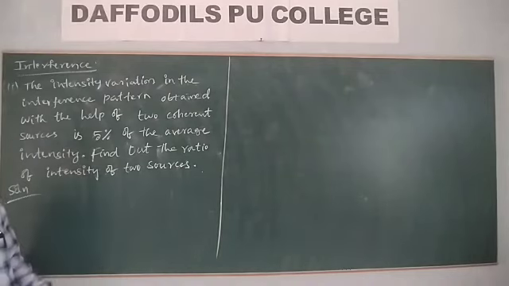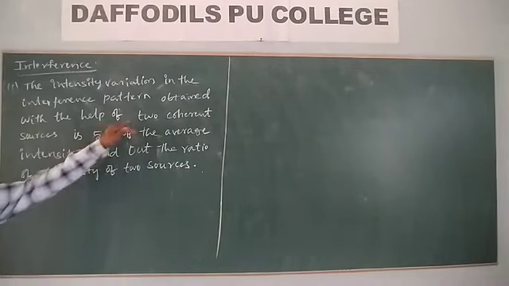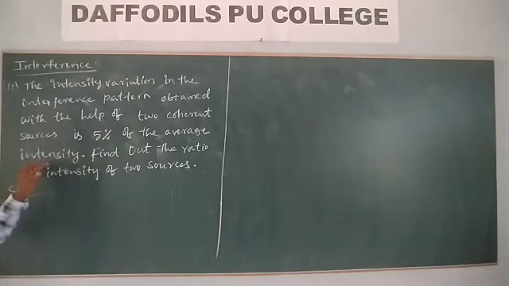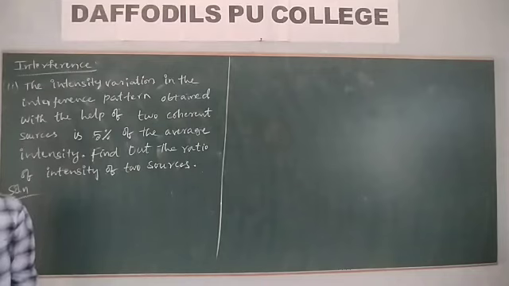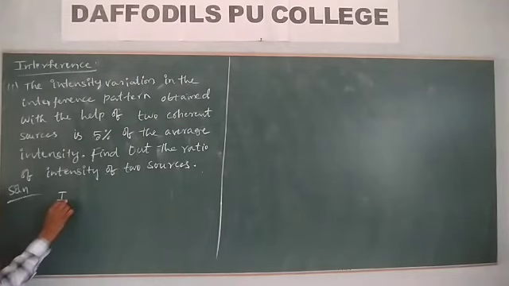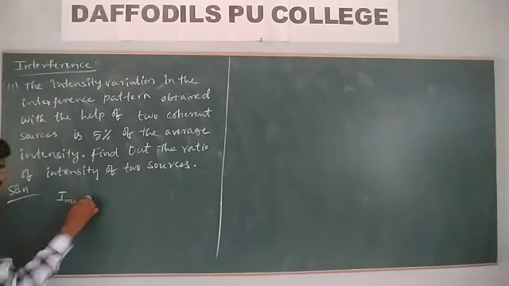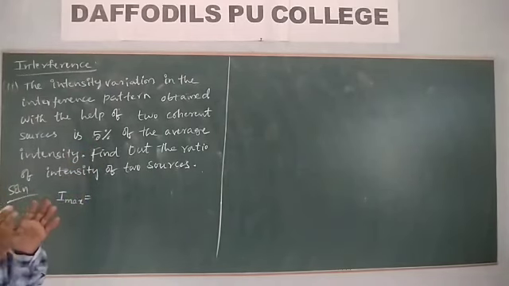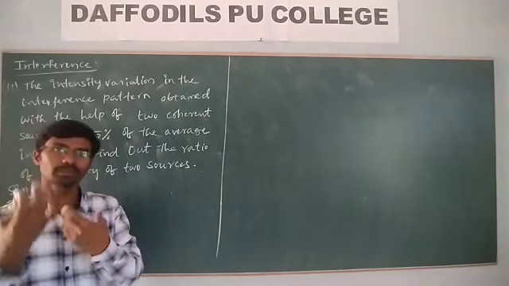The intensity variation in the interference pattern obtained with the help of two coherent sources is 5% of the average intensity. That means what? Intensity variation is maximum and minimum. So let us take I maximum. What do we get for I maximum? 5% of the average intensity. That means if you take the initial intensity I, the maximum is 5% more than that.